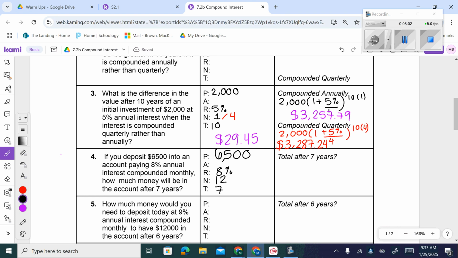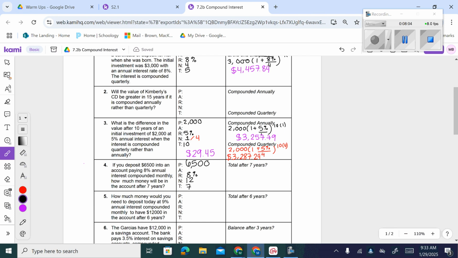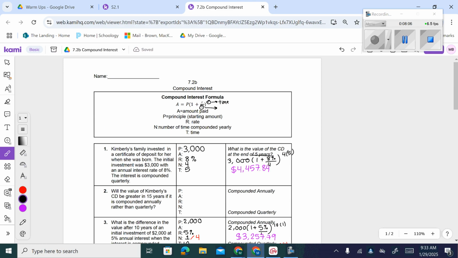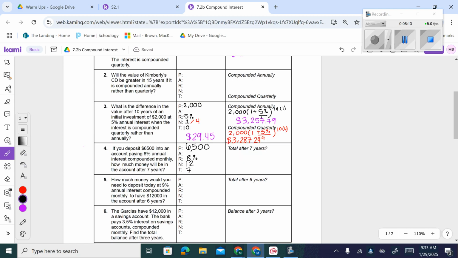You need to make sure that you are taking these numbers and substituting them in exactly as they should be in the formula. Don't just assume things. Did I have a 4 anywhere in here? Did I have a 1 anywhere in here? So should you have a 4 or a 1 when you put it into your formula? No. Okay, so you should have 6,500 parentheses 1 plus what? Over 12, raised to the 7 parentheses 12.